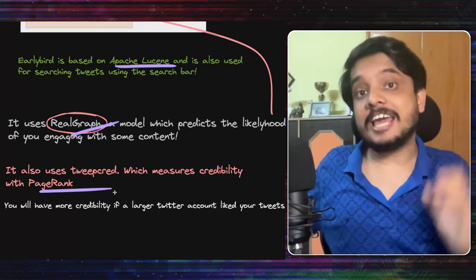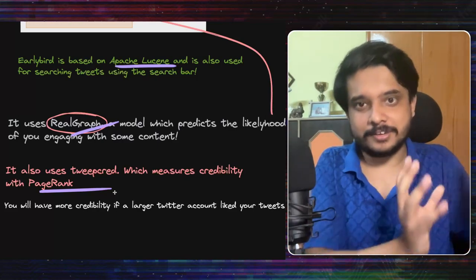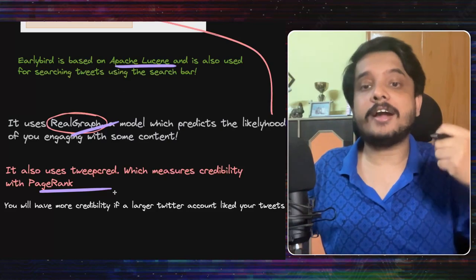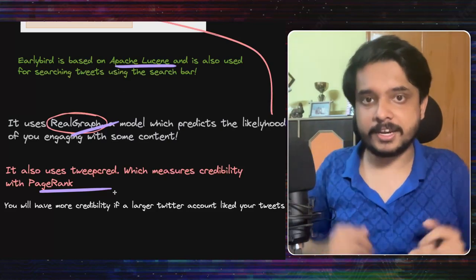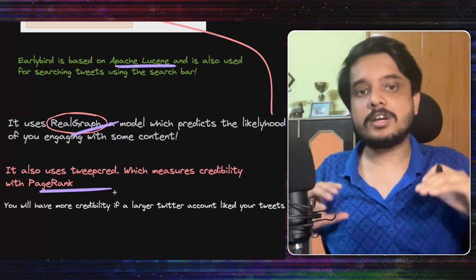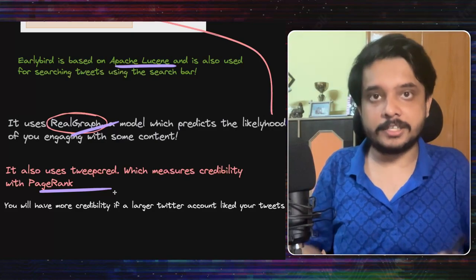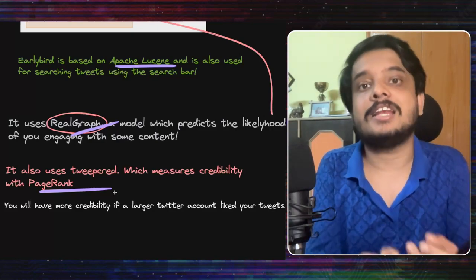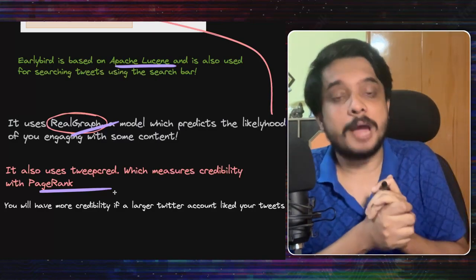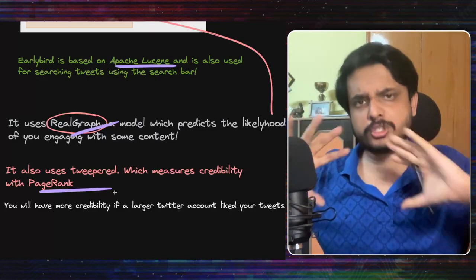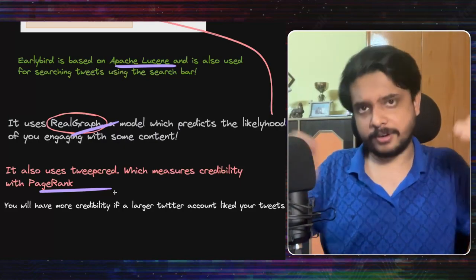Another signal that it uses is called TweepCred, which uses PageRank, you know, the legendary algorithm that gave birth to Google. This was the initial algorithm that Google used. I don't know how much they use it right now. It was used to find out how credible a page was, so that the page moved up your search rankings. Using this, Twitter finds out the credibility of a Twitter user. So if a large account, let's say Elon Musk, likes your tweets, it is likely to be boosted. According to the documentation, TweepCred still uses Hadoop and MapReduce to run itself. Also, in this whole system, if your tweet is toxic or NSFW, it's ranked below.